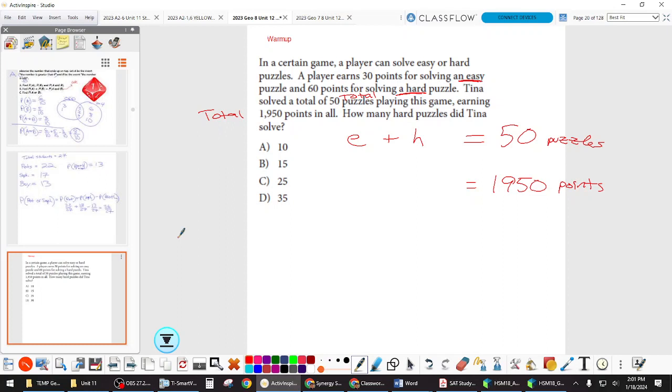Okay, looking at the next one, how do we get our points? For doing the whole thing at all, how do we get points? 60 times H, and then 30 times E. Okay, so we get 30 points for each easy and 60 points for each hard. Those total points have to add up to 1950.